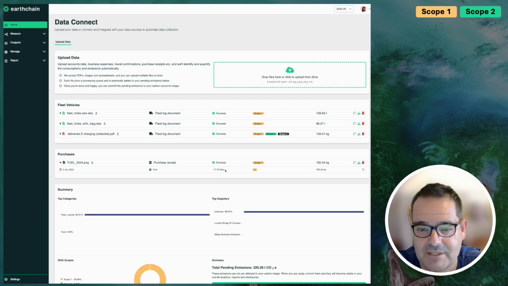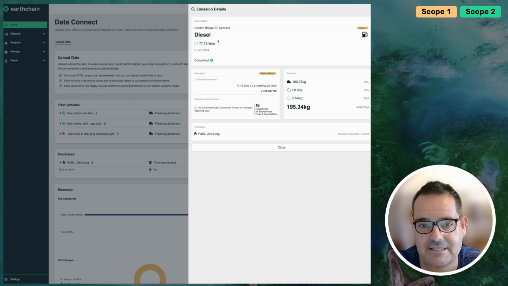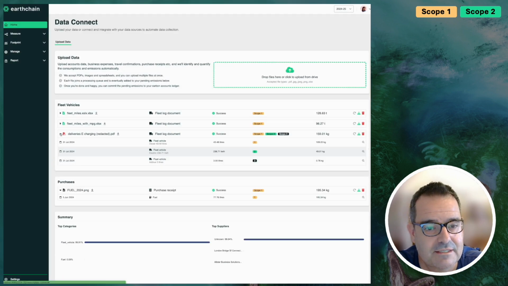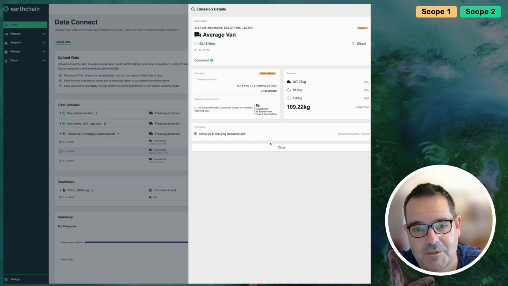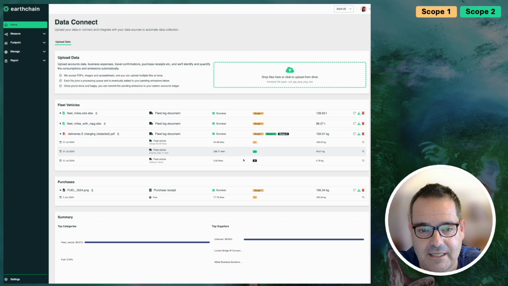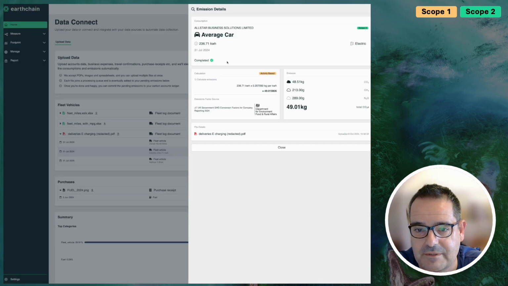Let's have a look at that fuel receipt that showed the 77.76 litres of diesel, which we captured directly from that photograph of a receipt. It looked up the relevant emissions factor for diesel in the UK government standard emissions factors and calculated the emissions accurately. In the case of the fleet invoice, we've used the consolidated fuel records that were at the top of that invoice to calculate an emission for each of those consumptions. So that one is the diesel, and this one is the electricity measured in kilowatt hours, resulting in a CO2 emission.